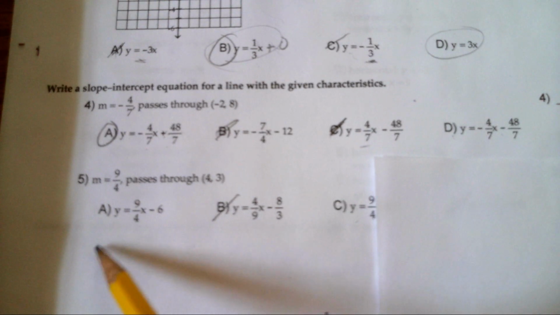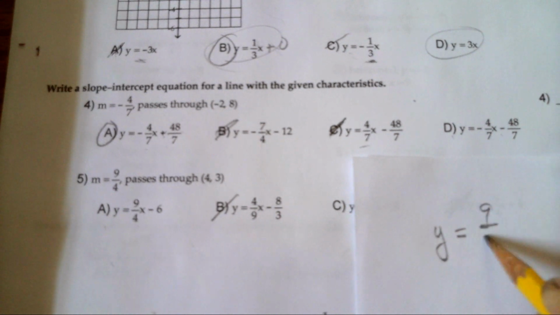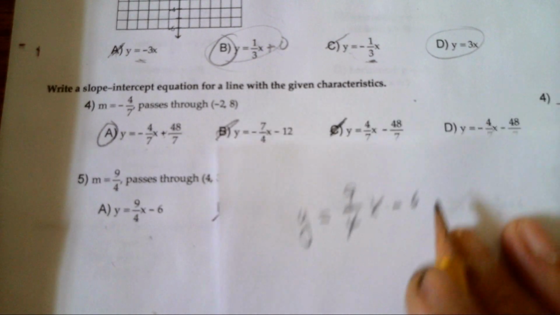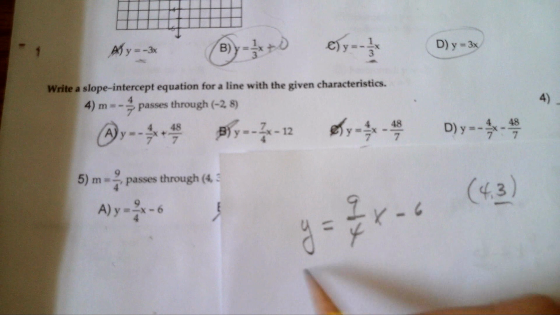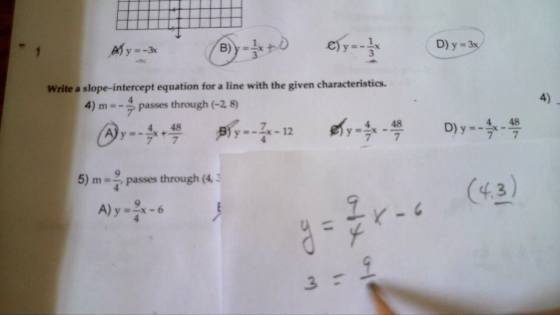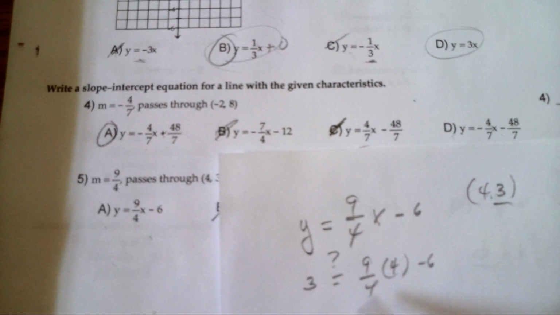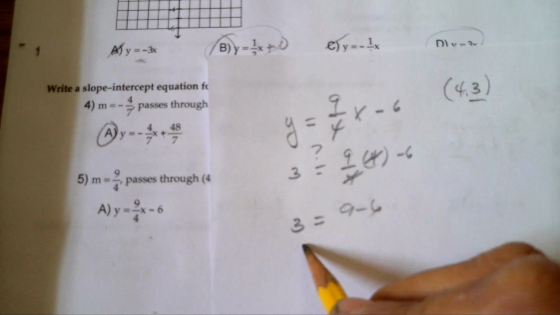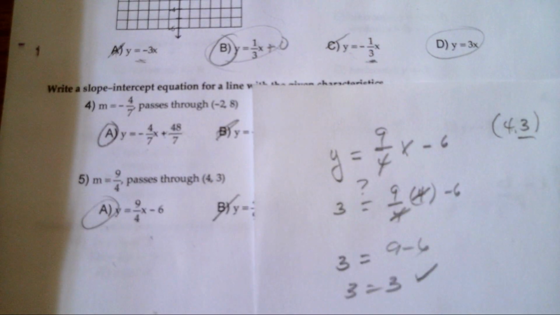I want to try letter A. Letter A says that your y value is 9/4 times your x value, minus 6. That's what letter A says. I want to check out the point 4, 3 to see if 4, 3 satisfies it. If it does, then we know it's letter A. So my y value is 3. Is that the same thing as 9/4 times 4 minus 6? Does 3 equal, the 4's cancel out here, and I get 9 minus 6. Yeah, 3 equals 3. That works out. So that point satisfies it. We get the right slope, so we know it's letter A.